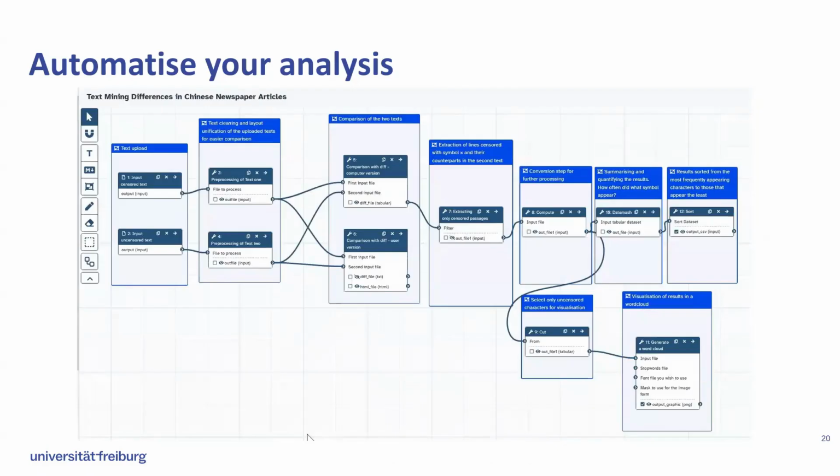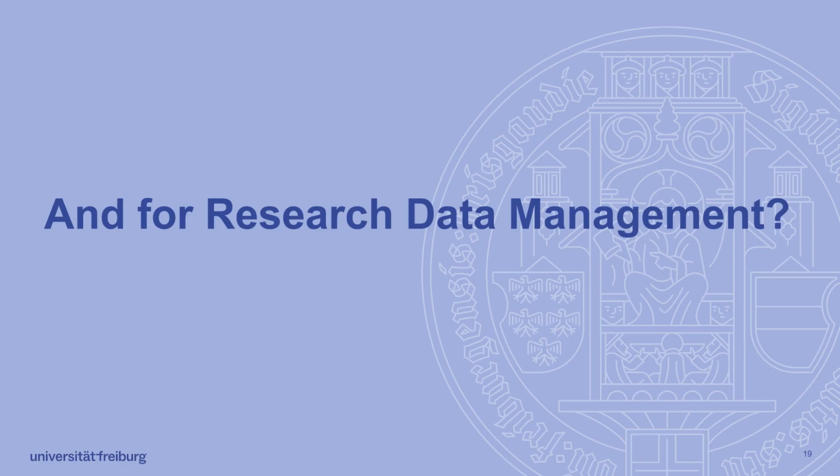Because I didn't just want to do this for my two texts, I created one of those workflows, and that's what you can see here. There are multiple different steps that are connected. And if I want to, I can just run this now with any other equivalent dataset. So whenever I have the censored and uncensored version of an article, I can run them and I get the result within minutes. And maybe that sounds good, but what about research data management?